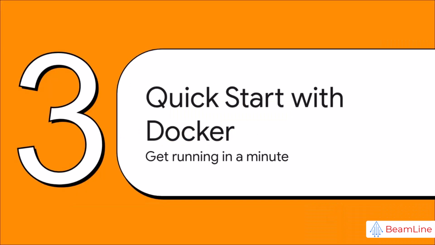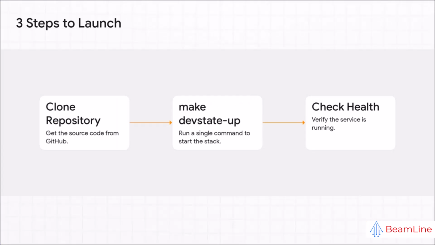Okay, the theory sounds great, but let's get practical. How hard is this to actually set up? The quick start is, well, quick. You can seriously have a DevState instance running on your own machine in less than a minute. No, really, it's this simple. Step 1, you clone the repo. Step 2, you run a single make command. And step 3, you just ping the health endpoint to make sure it's alive.